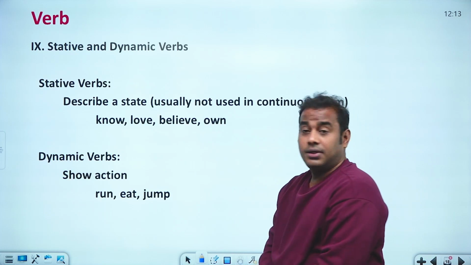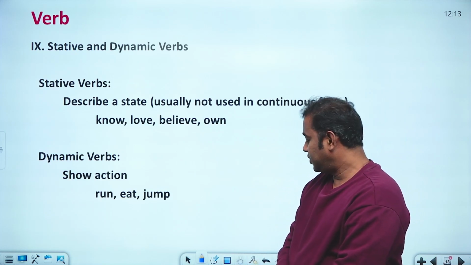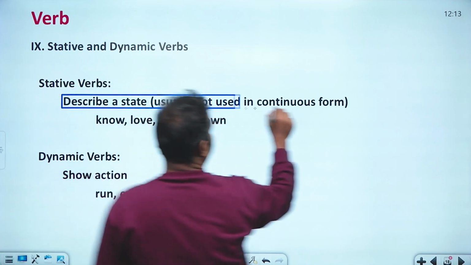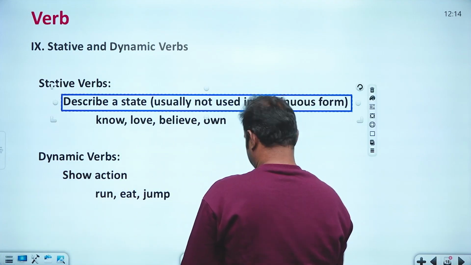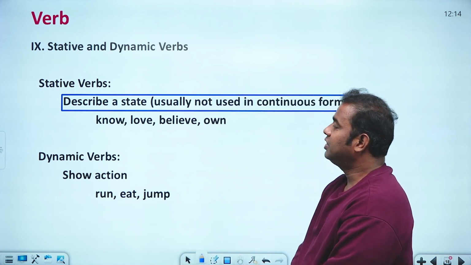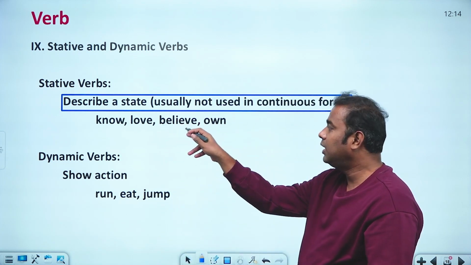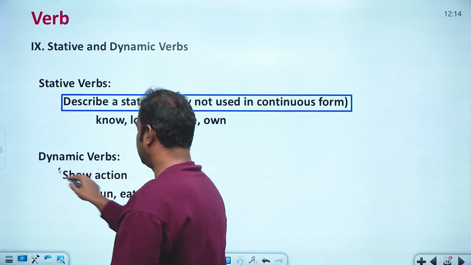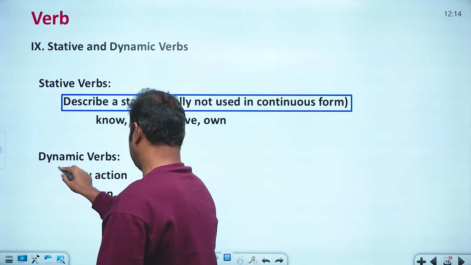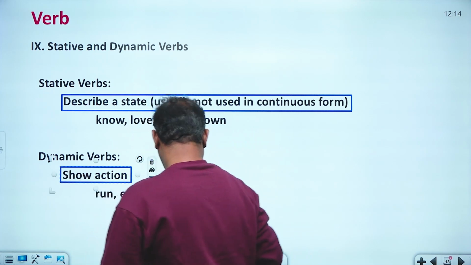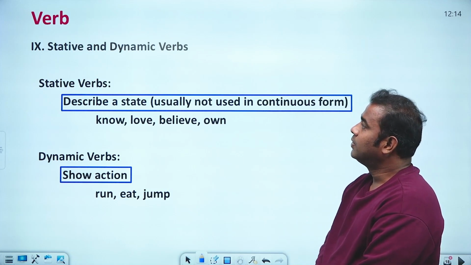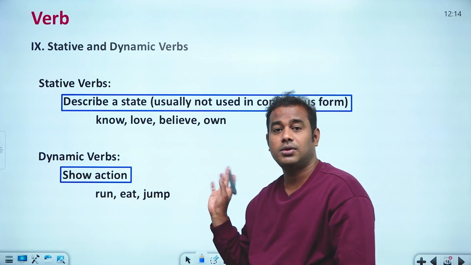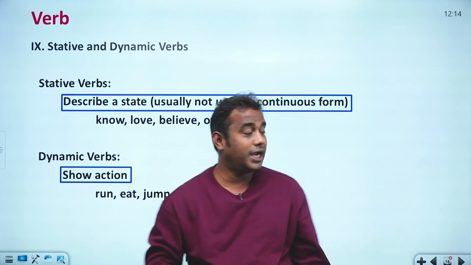Then stative or dynamic verbs. Stative verbs generally describe the state that is there, in which state they are. So I know, I love, I believe in you, okay. Whereas dynamic verbs generally show the actual action. What are the actual actions here? Run, jump, eat, fall, all those respective actions. So these are the stative and dynamic verbs.